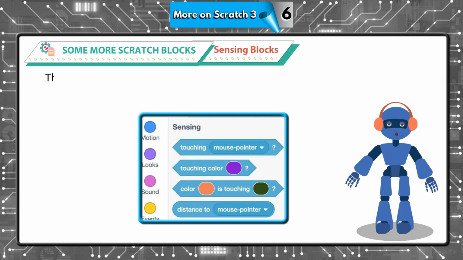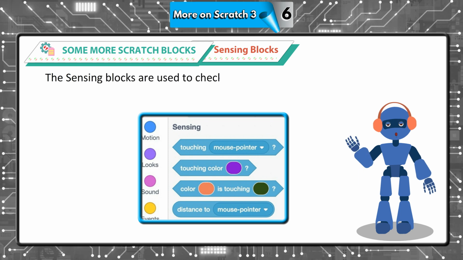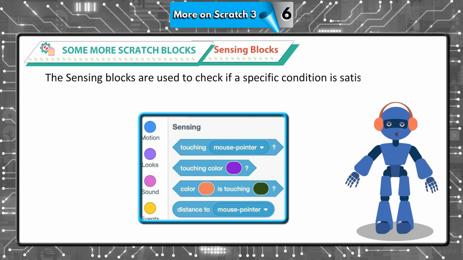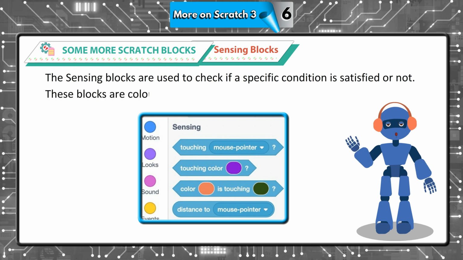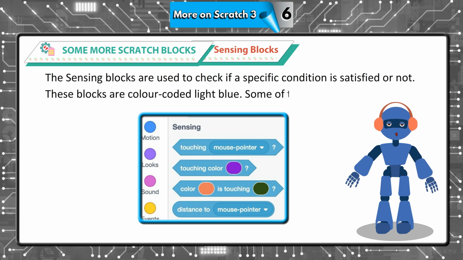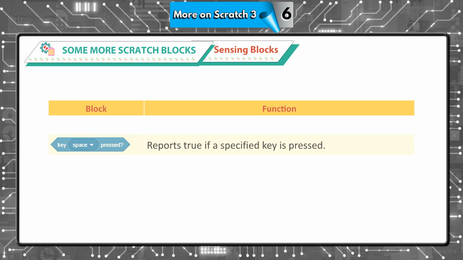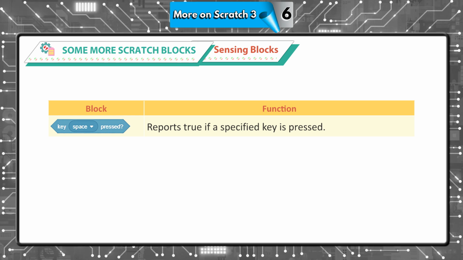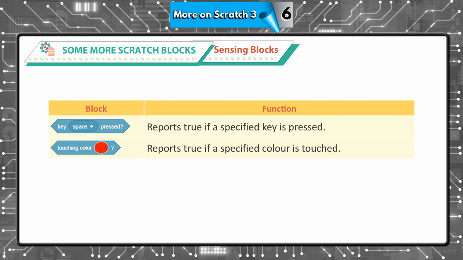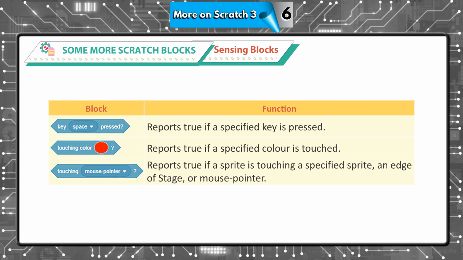Sensing blocks. The sensing blocks are used to check if a specific condition is satisfied or not. These blocks are color-coded light blue. Some of the sensing blocks are: Key space pressed reports true if a specified key is pressed. Touching color reports true if a specified color is touched. Touching mouse pointer reports true if a sprite is touching a specified sprite, edge of stage or mouse pointer.